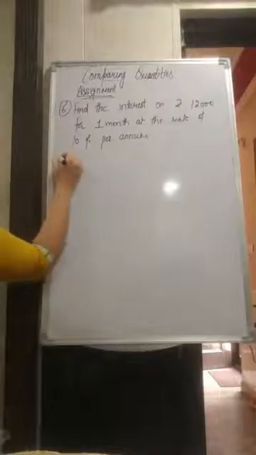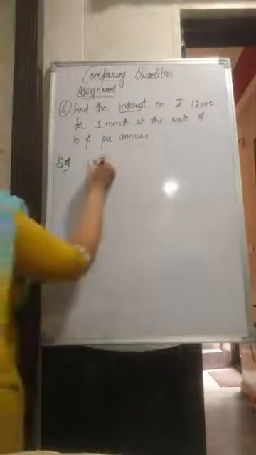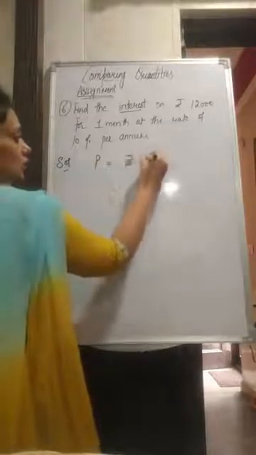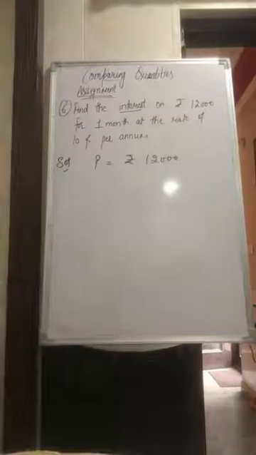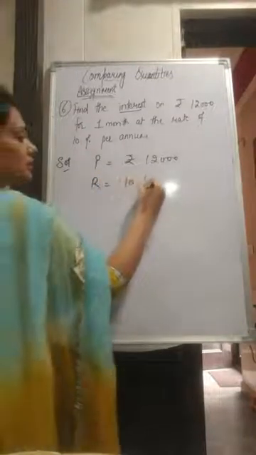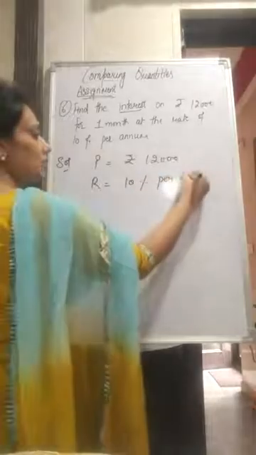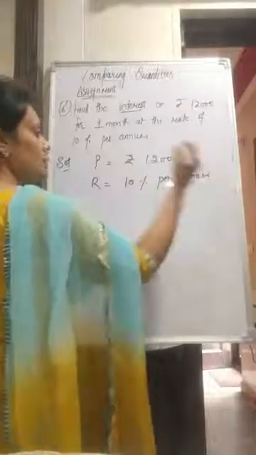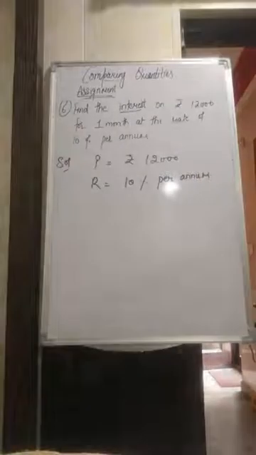Now what we have to find in this question? We have to find the interest. What is given to us? We have to find the interest on rupees 12,000. So what is 12,000 here? It is the principal. Rate of interest is 10% per annum. Per annum means per year.